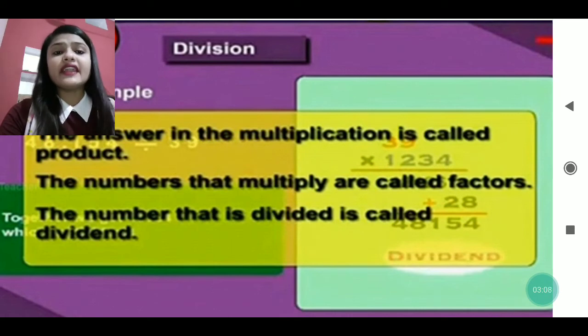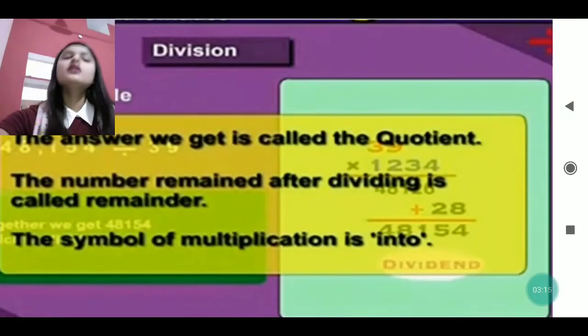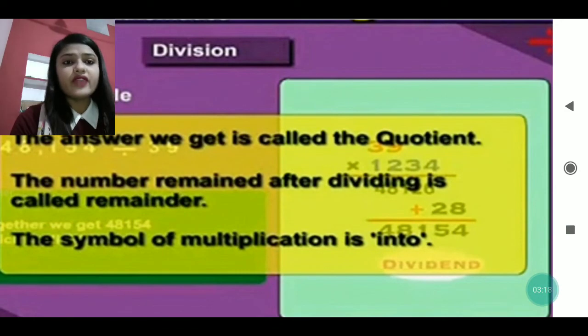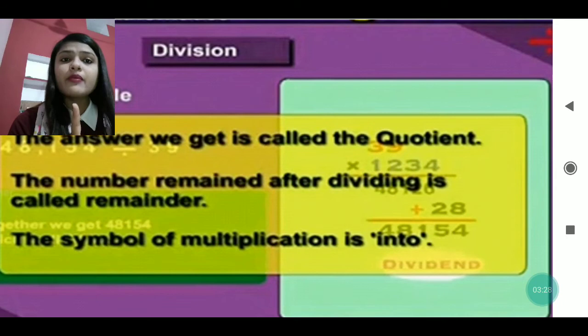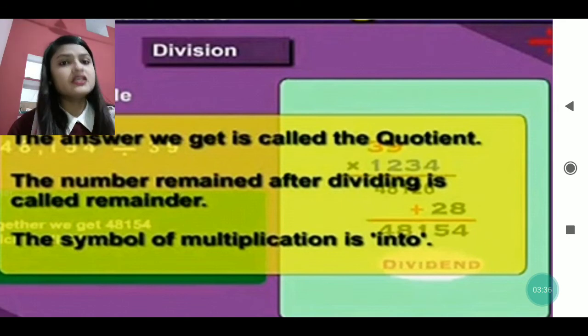The number that is divided is called the dividend. The next term: the answer which we get when we divide a number is called the quotient. The number that remains after dividing is called the remainder. It is the leftover number which cannot be divided because it is lesser than the divisor.